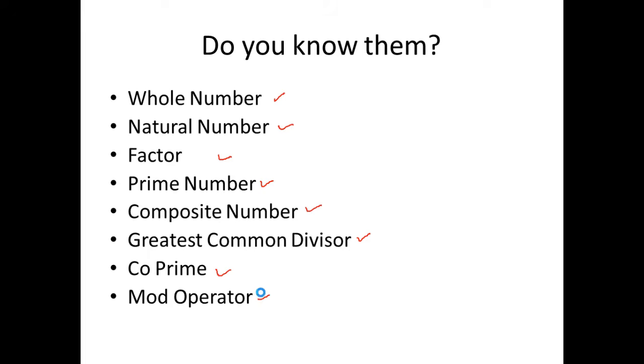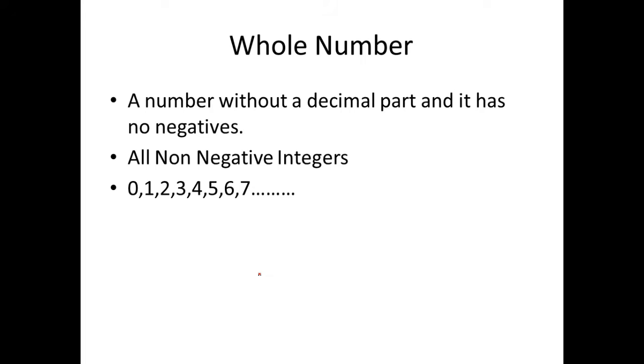What is a whole number? Any non-negative integer is called a whole number. So it's starting from 0, 1, 2, 3, and then the set goes on. All the set of numbers starting from 0 and so on are called whole numbers, and we have to keep in mind whole numbers are integers and they do not have a decimal part.